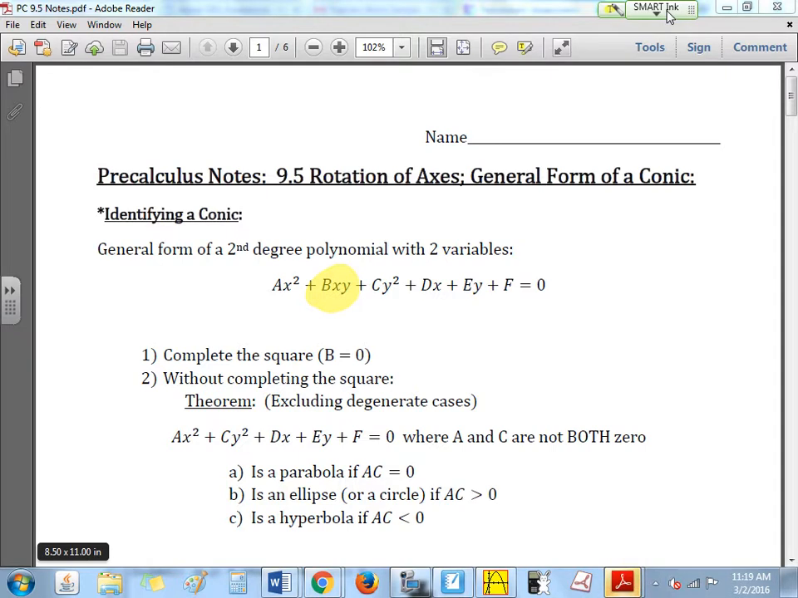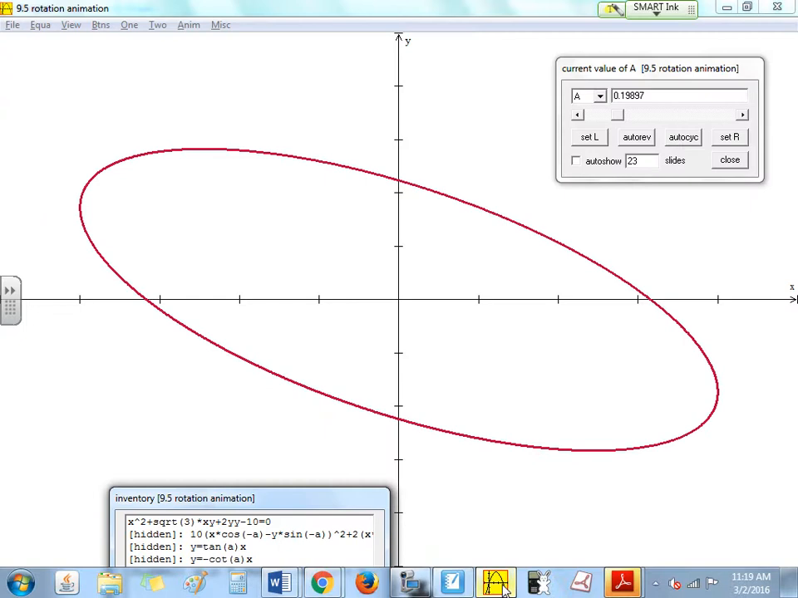See that guy? So today B is for bully, because when you see a bxy term, that guy will take your entire conic and tilt it. Let me just show you. This is a typical graph of a conic that had a bully in it. See how it's tilted? Everybody see it? All right, thank you.